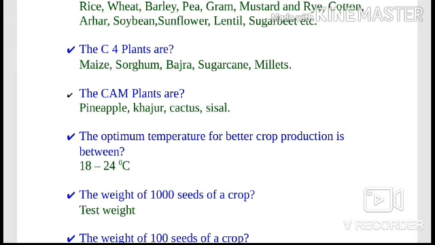Next point is the CAM plants are pineapple, khajur, cactus and sisal. CAM, crassulacean acid metabolism, also known as CAM photosynthesis, is a carbon fixation pathway that evolved in some plants as an adaptation to arid conditions.